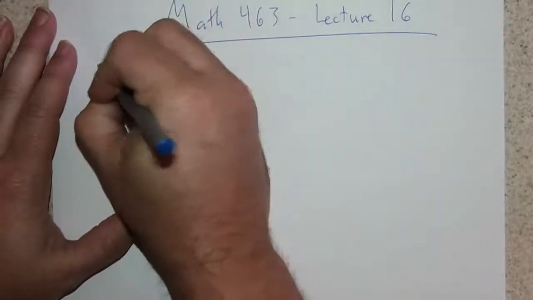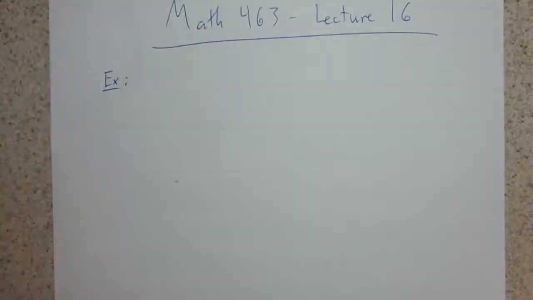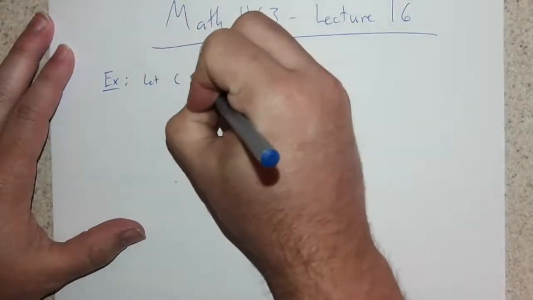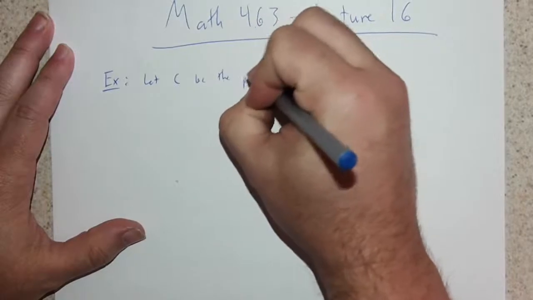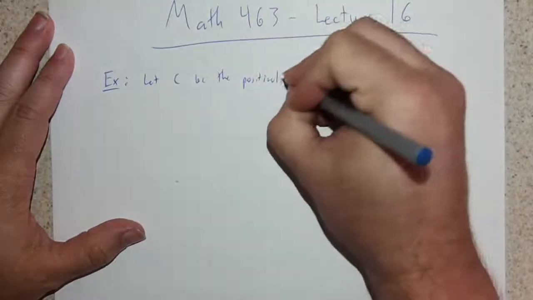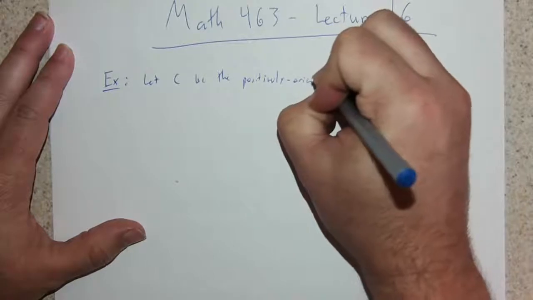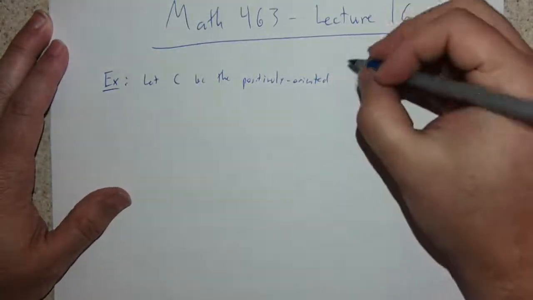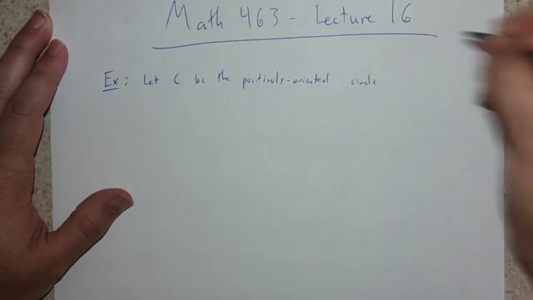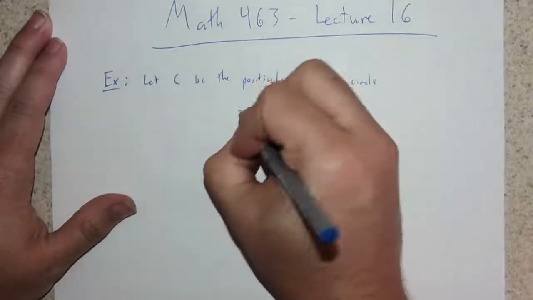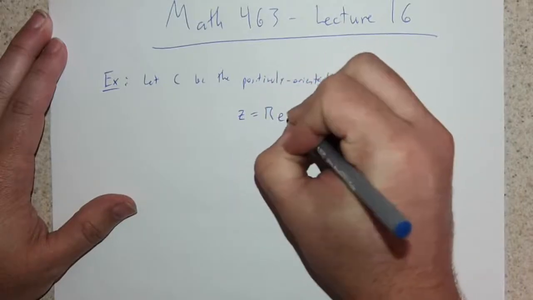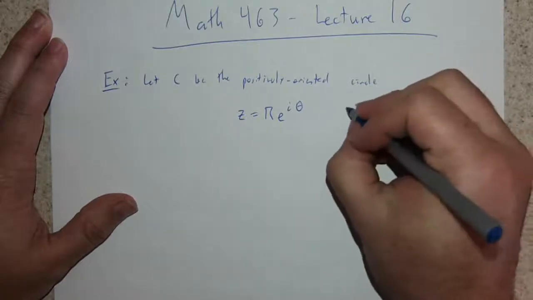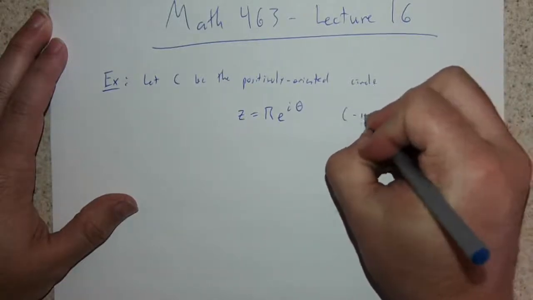So here's one more example of that. Let C be the positively oriented, and remember, this means the counterclockwise orientation. So let C be the positively oriented circle that we'll say is a circle of radius r centered at the origin. So this is r e to the i theta, where theta is between minus pi and pi.